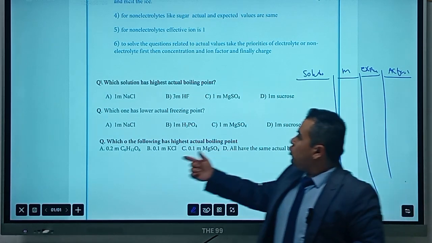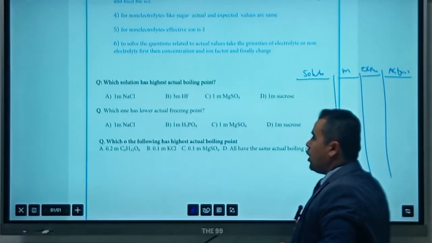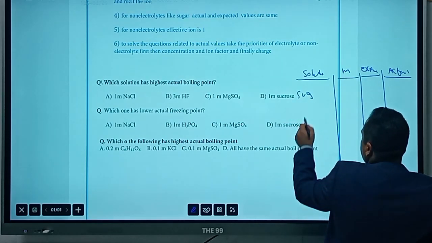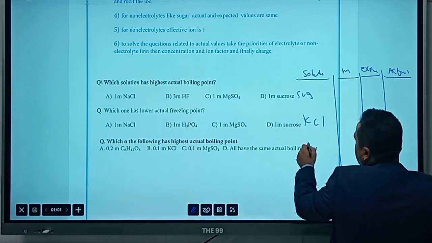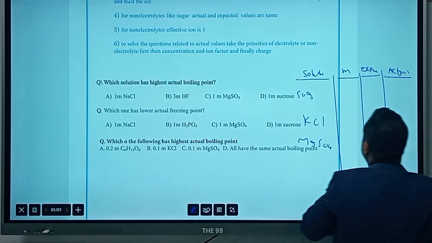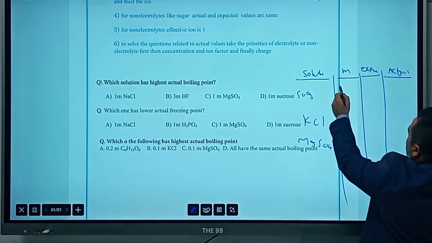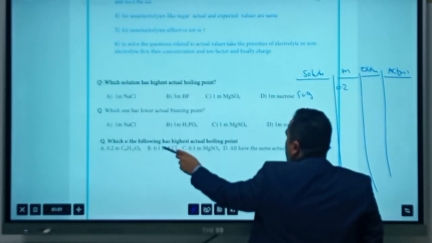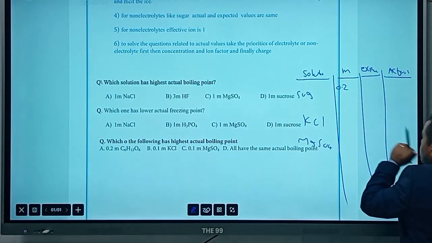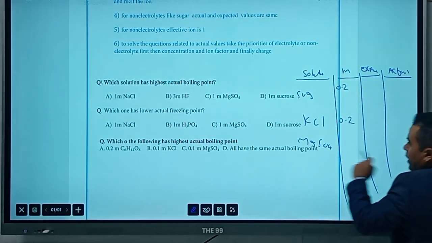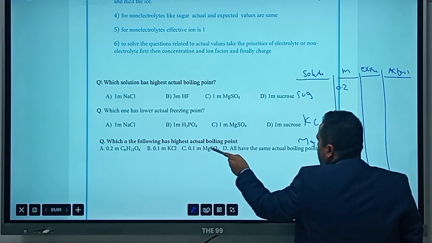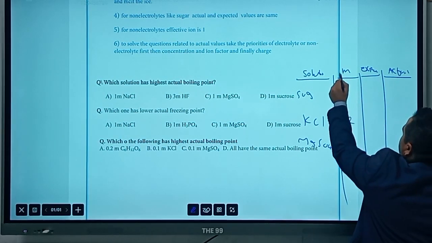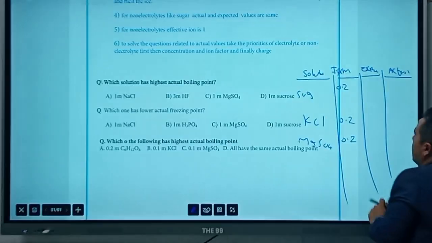The first solution is what? 0.2 molar of sugar. So we have sugar, KCl, MgSO4. For sugar, the molarity is 0.2 multiplied by 1 is 0.2. KCl is 0.1 multiplied by 2 is 0.2. MgSO4, 0.1 molar multiplied by 2 ion factor, you'll get 0.2. This is molarity multiplied by ion factor.